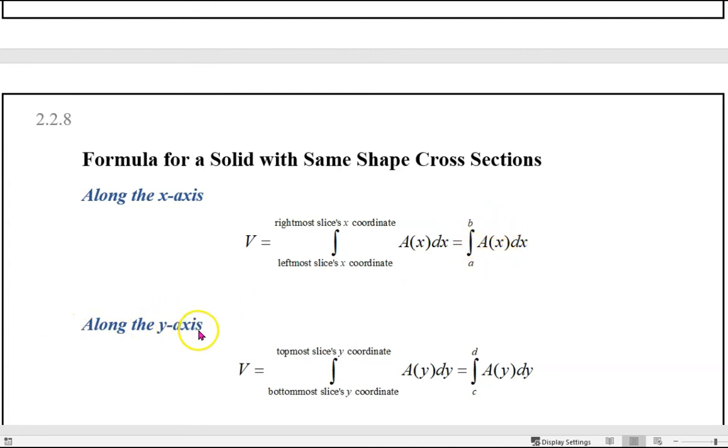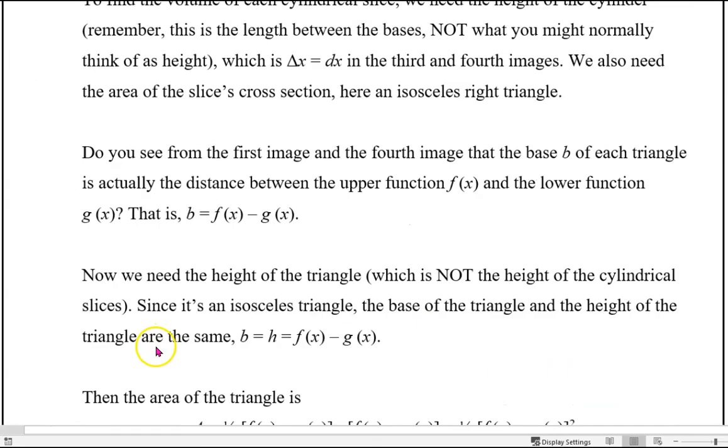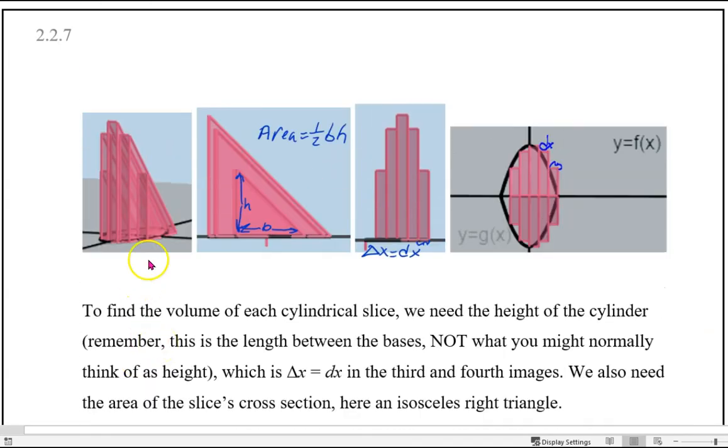If we're slicing along the y-axis, then the volume goes from the bottommost slice's y-coordinate to the topmost slice's y-coordinate. And then we'll have an area function in terms of the variable y, and the differential will be dy. Most of the time, ours will be along the x-axis. When we're looking at the shape up here, that is the way we cut it.